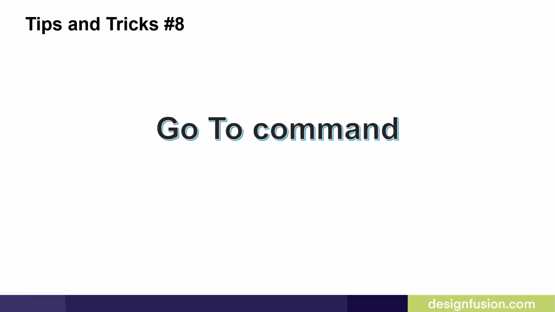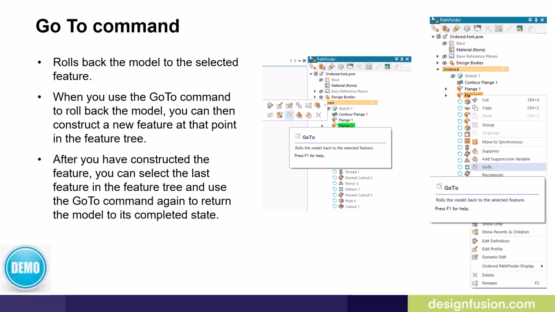Tips and tricks number 8, Goto Command. The Goto command is used to insert features into an existing feature tree in the ordered paradigm. The Goto command allows users to roll back the model to a selected feature in the ordered paradigm. This allows users to construct a new feature at that point in the feature tree. After you have constructed the feature, you can select the last feature in the feature tree and use the Goto command again to return the model to its completed state.